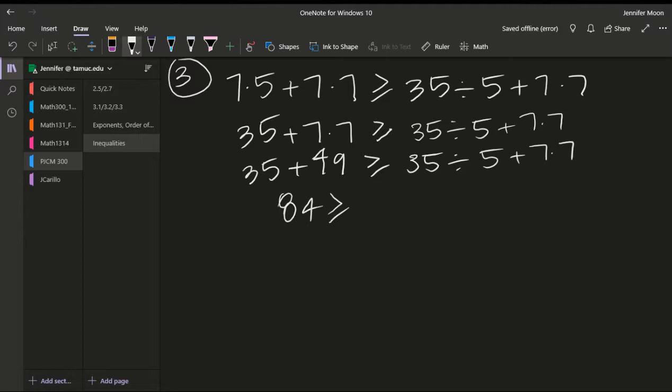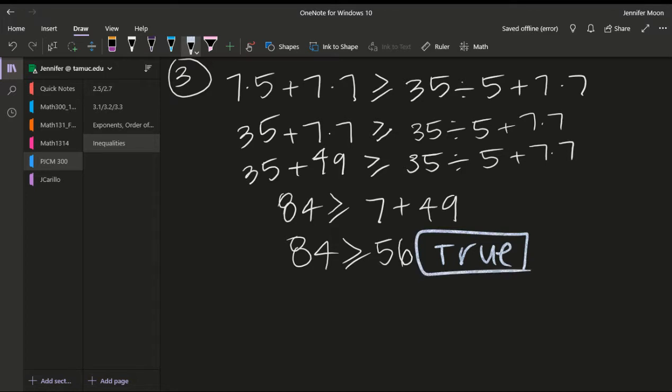Order of operations, no parentheses, no exponents. There is multiplication and there is division. So what we're going to do first is the 35 divided by 5, which is 7. And then it says plus 7 times 7. Well, 7 times 7 is 49. So I have 84 greater than or equal to 7 plus 49, which is 56. And what do you say? I say it's true, and that is the correct answer, because if you look at a number line, 84 is on the right-hand side of 56, which means it is larger.